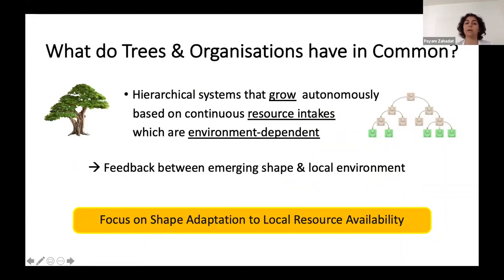Basically, both systems are hierarchical systems that grow autonomously based on continuous resource intakes, and these resource intakes are dependent on the environment, so both local and global environment. And these systems have feedback between the emerging shape of the structure of the system and the local environment. So the focus of this work is mostly on the shape adaptation to local resource availability for the system.